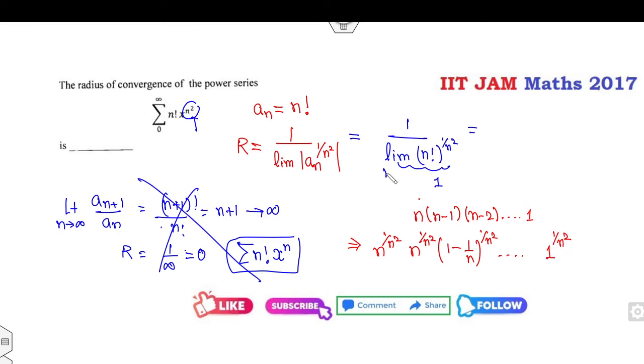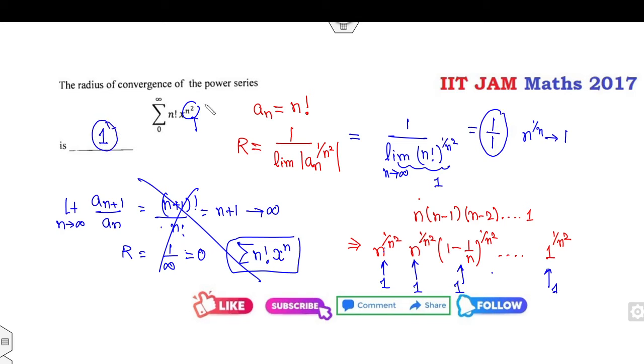Now if you take the limit as n approaches infinity, what is that? It is n raised to power n, which is 1. So this number is 1, this number is also 1, this is also 1, and the last is also 1. So this limit is 1, and the radius is 1 over 1. That means 1 is the right answer.